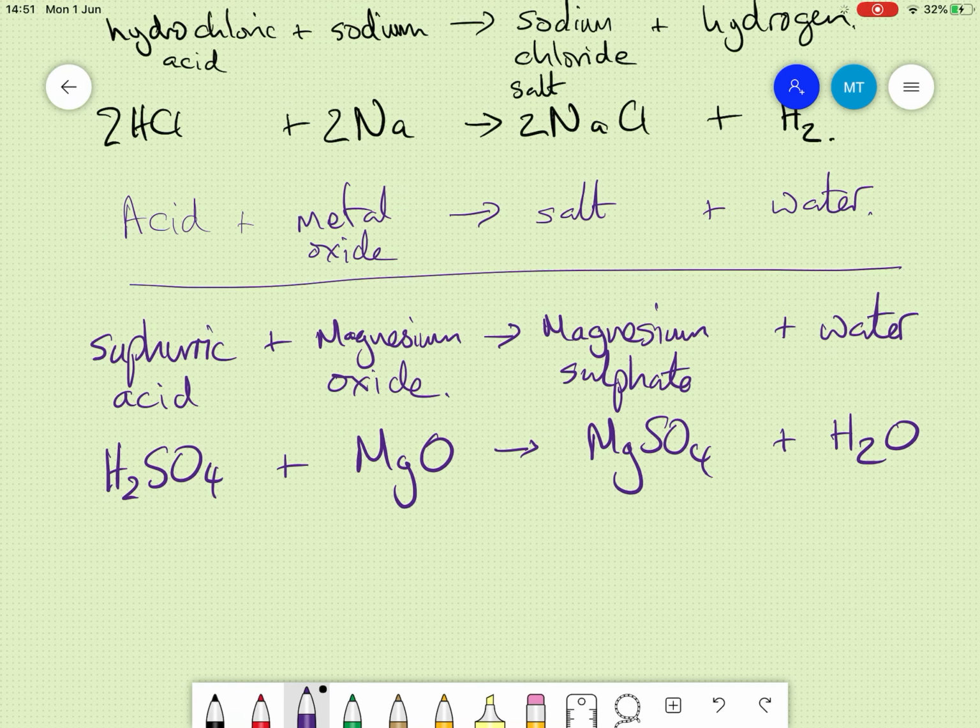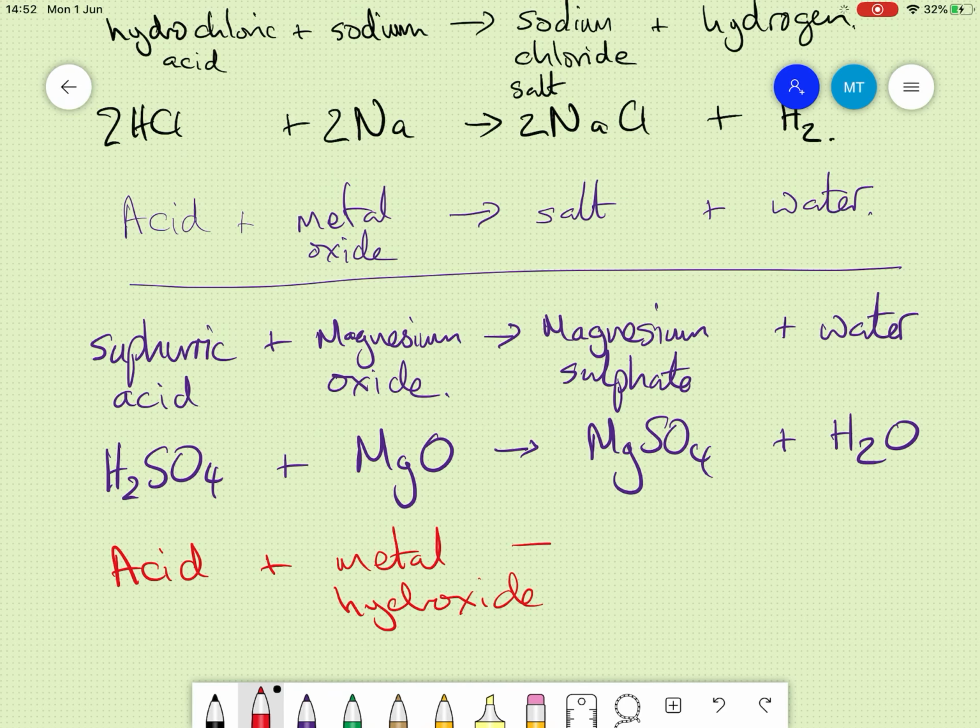Right, next one. We're going to be looking at acid plus metal hydroxide. Now we've looked at this one, and that forms a salt plus water.